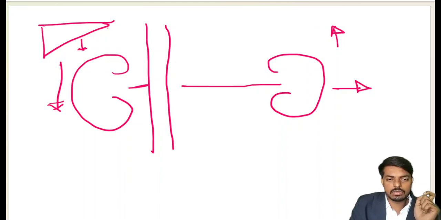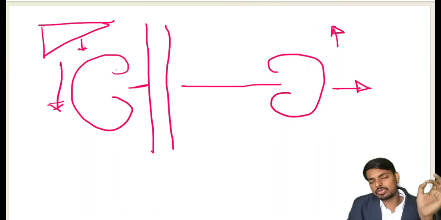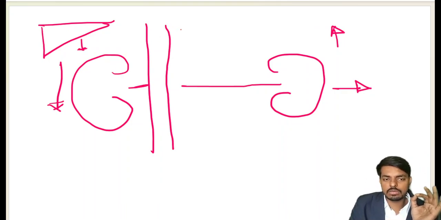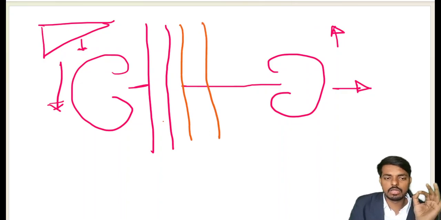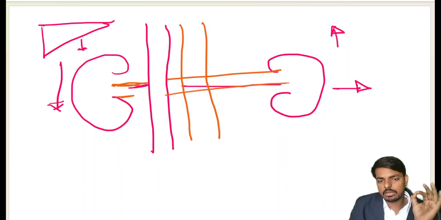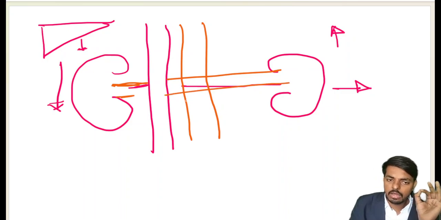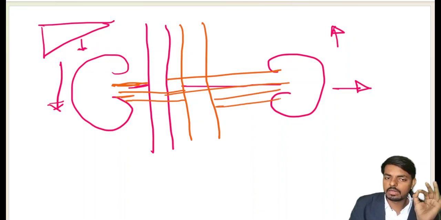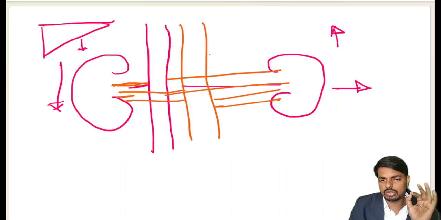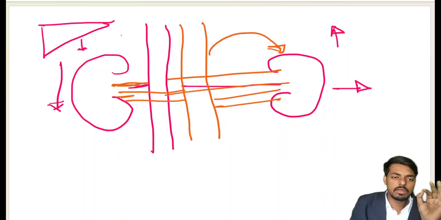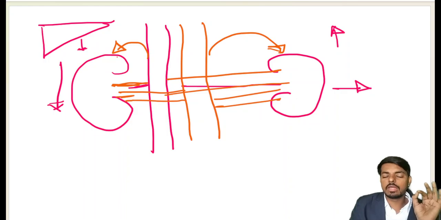And the aorta, let me take the pen color. The aorta, which comes from our very important heart, is towards our left kidney. So the vein length for the right kidney is very short, and the vein length for the left kidney is very long. The arterial length for the right kidney is very long, and the arterial supply for the left kidney is very short. Why? Because the aorta is situated towards the left kidney, and the inferior vena cava is situated towards the right kidney side.